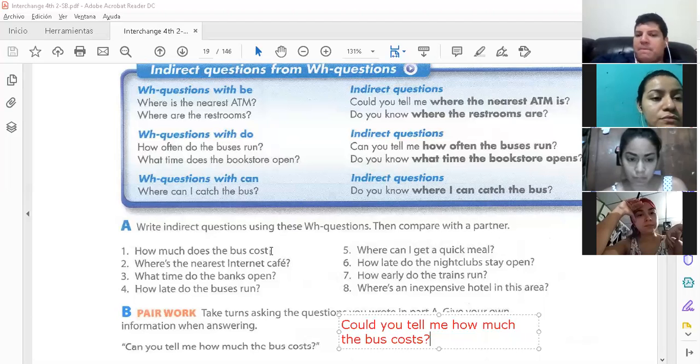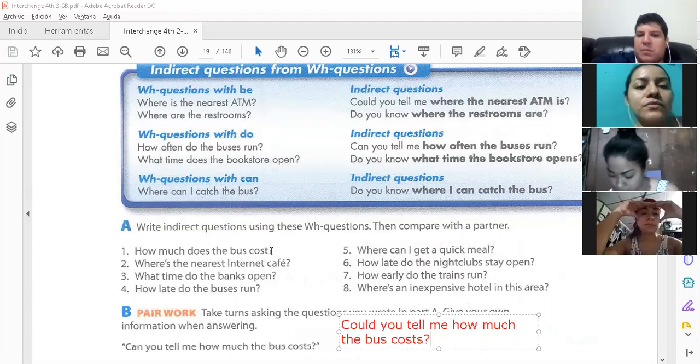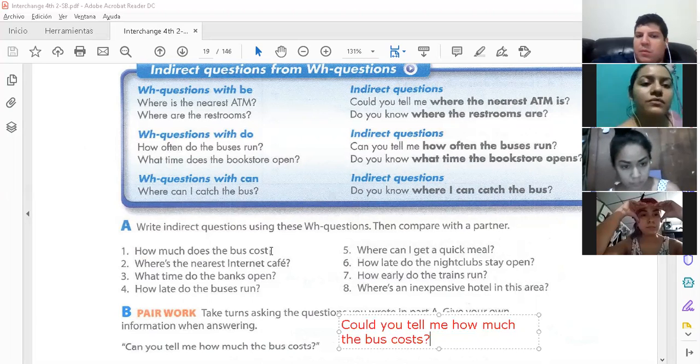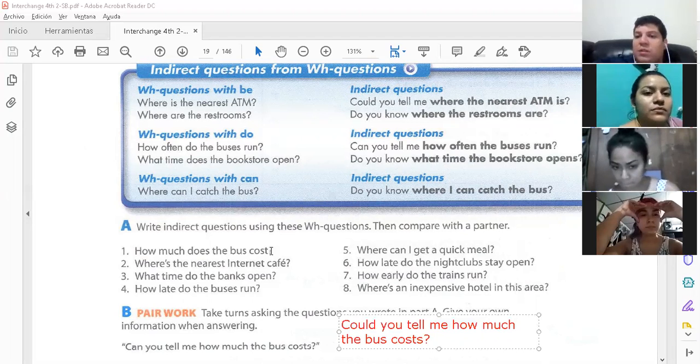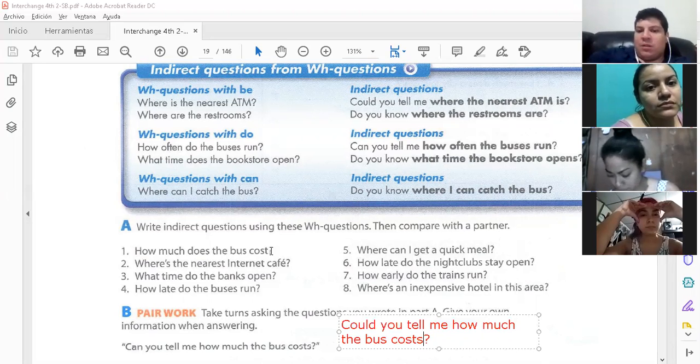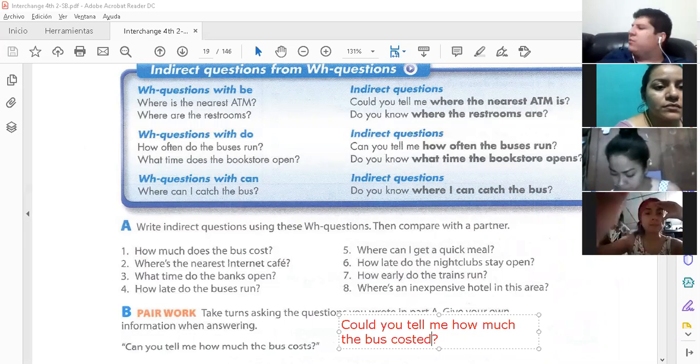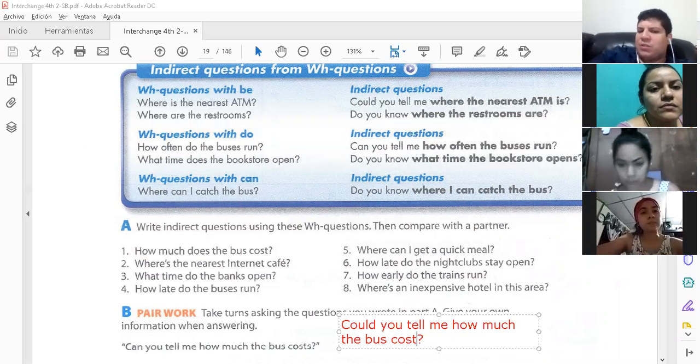Teacher, if I talk in the past, in the third person, we lost the S too. Oh, yes, the letter S. That's a very good question. The S is not used in the past tense. If this were how much did the bus cost, this is a hypothetical scenario. How much the bus costed? Cost. You only conjugate the verb. And sometimes I've seen cost in past. A veces he visto cost en pasado sin conjugarlo. También. But I need to double check that verb.